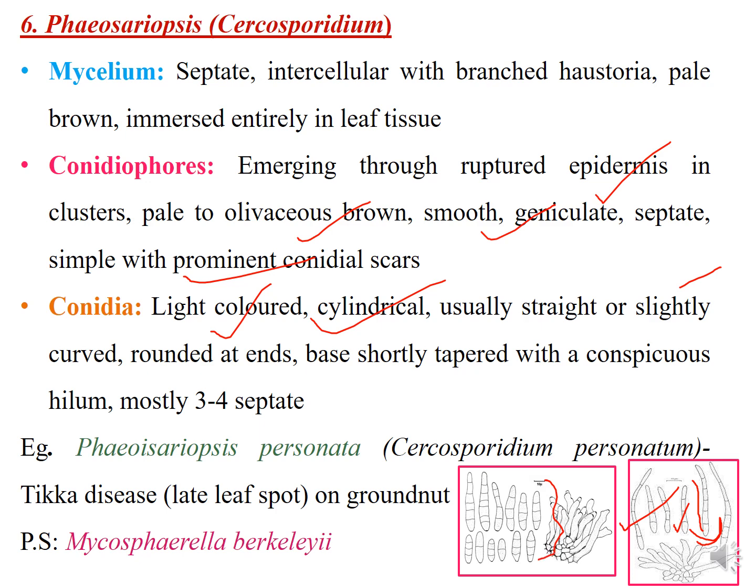An example for this genus is Phaeoisariopsis personata, which causes late leaf spot on the groundnut. Cercospora arachidicola causes early leaf spot on the groundnut, and late leaf spot is caused by Phaeoisariopsis personata. The perfect stage is Mycosphaerella berkeleyi. Mycosphaerella arachidicola is for early leaf spot.